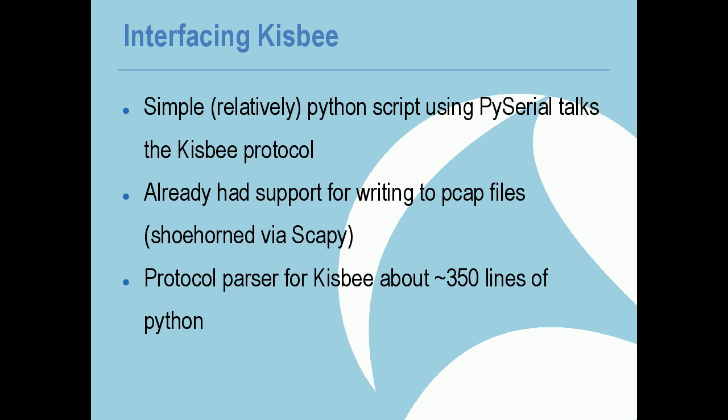So the existing code for Kisby was a relatively simple script where it just uses PySerial to interface to the USB serial port. It already has writing to PCAP files, although I had to use Scapy to do it because I couldn't find a decent libpcap library for Python. The whole thing was about 350 lines of Python before we started.